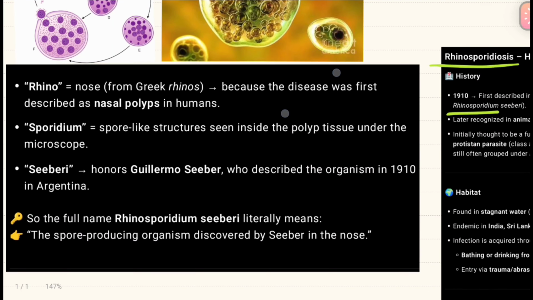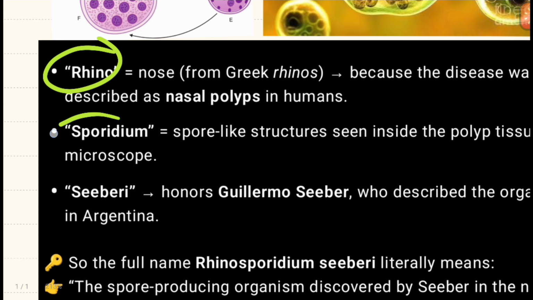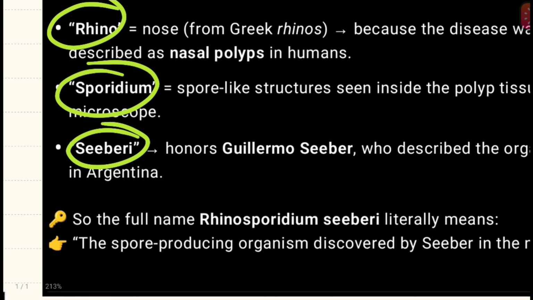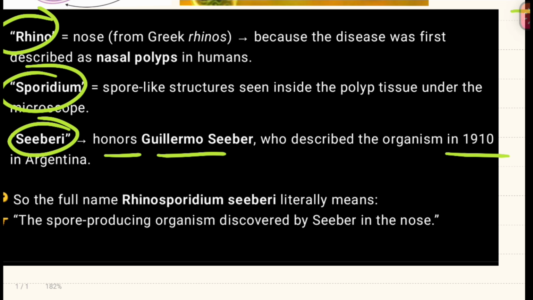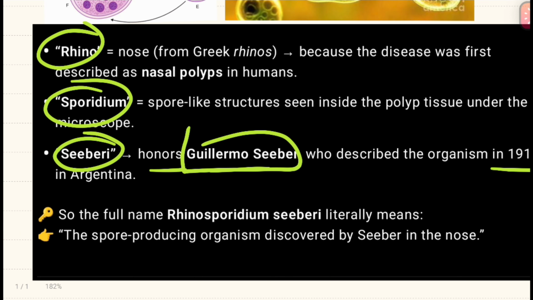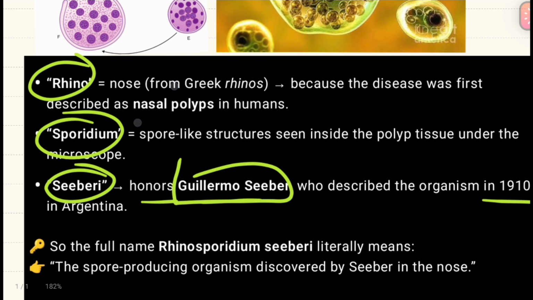seeberi. The word Rhinosporidium includes two words, that is rhino and sporidium. Another word is seeberi. Seeberi is an honor for the scientist who described this organism in 1910, and the scientist was Guillermo Seeber. So to honor him, the word has been added to the pathogen's name as seeberi. Now, rhino is a Greek word which means nose. In this disease, the affected human beings have characteristic nasal polyps in their nose. Therefore, it is called rhino.